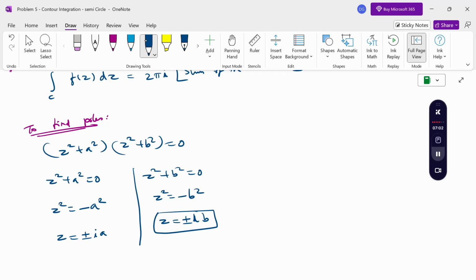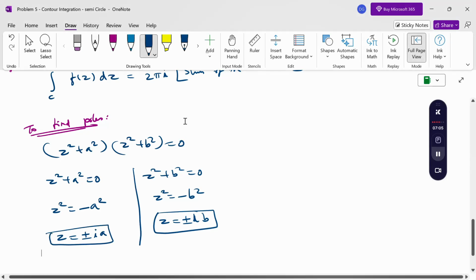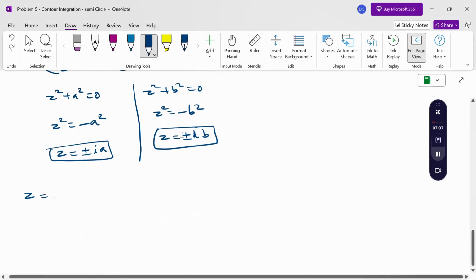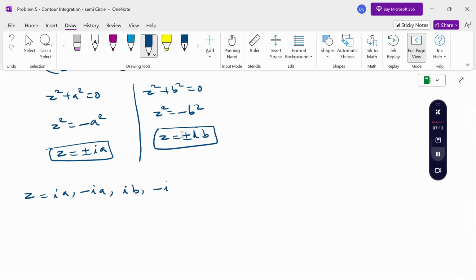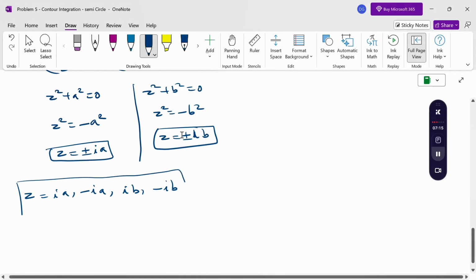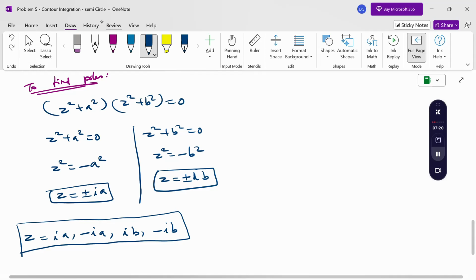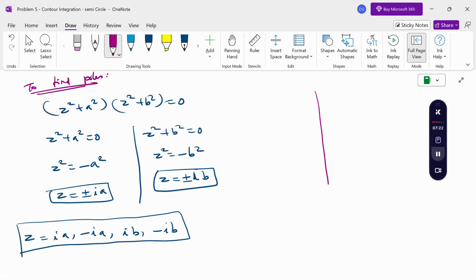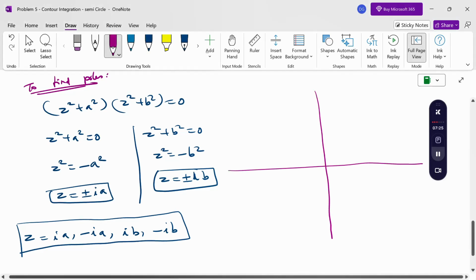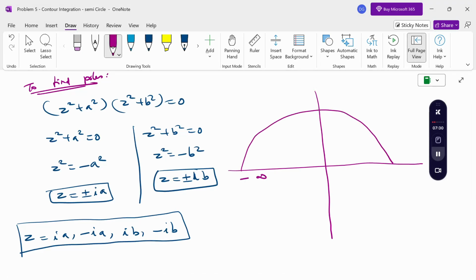So these are our poles. The poles are z equal to ia, minus ia, ib, minus ib. So we have 4 poles. Now check whether these poles are inside or outside the semicircle. To check this, draw the axis from minus infinity to plus infinity, and then the semicircle, with y and then x.